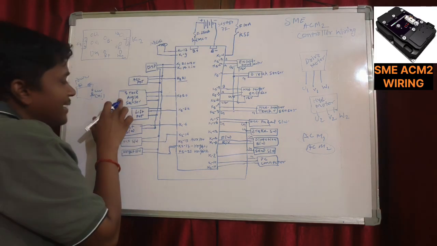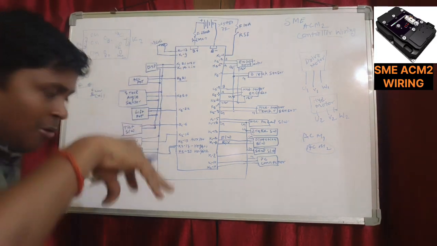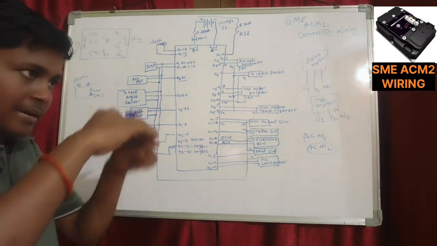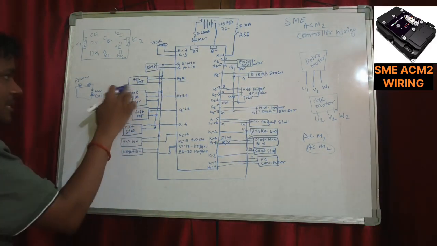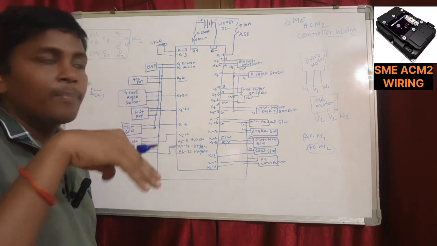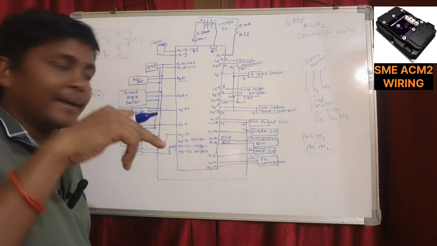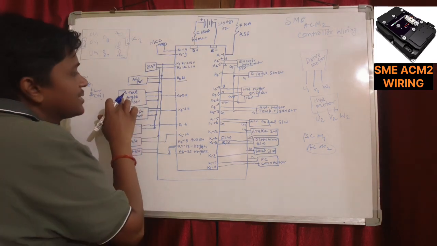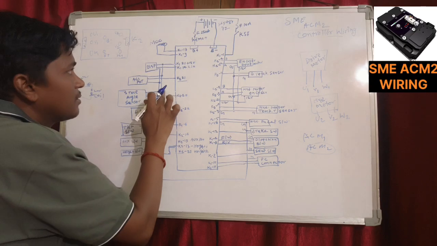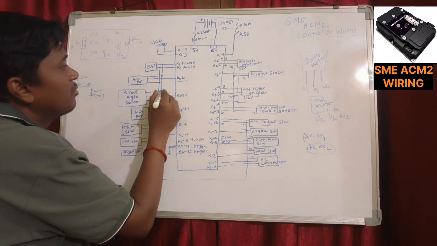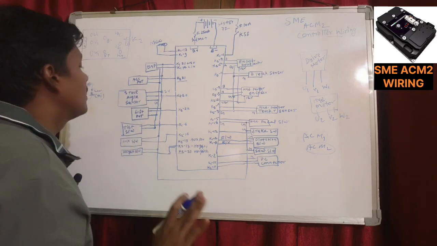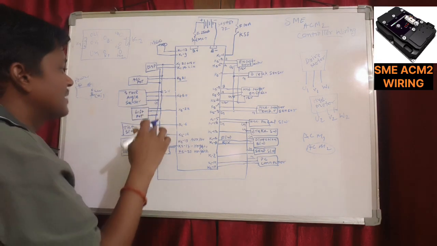This is a steer angle sensor, which is mounted on the rear steering axle. Its connection will be K220, with the same ground and 12 volt supply. This is the 12 volt supply and this is ground, same. It is not required to discuss again.